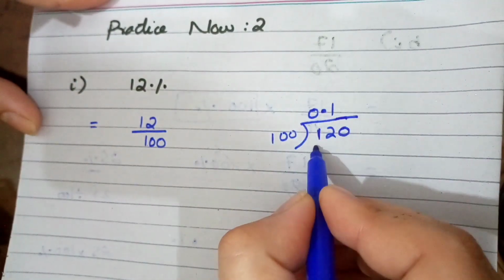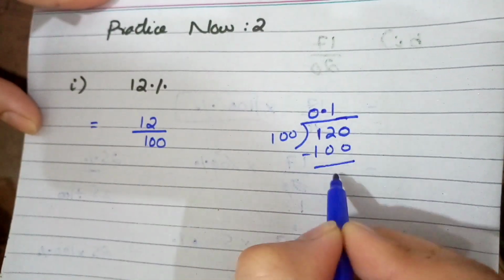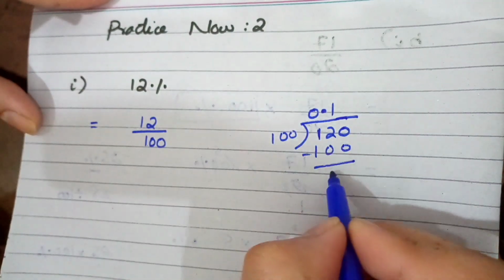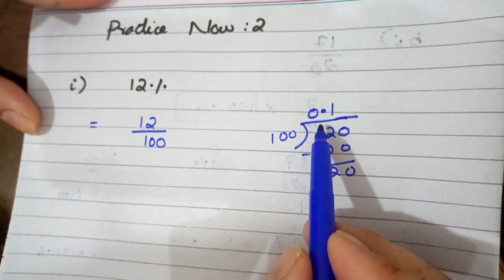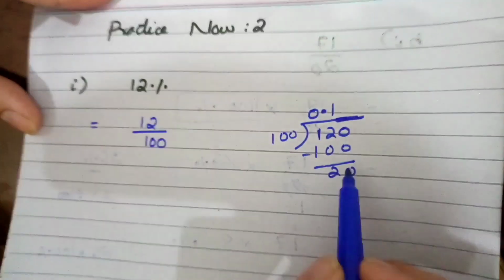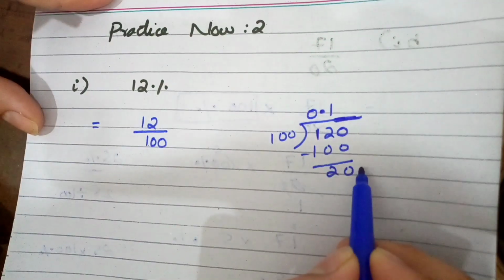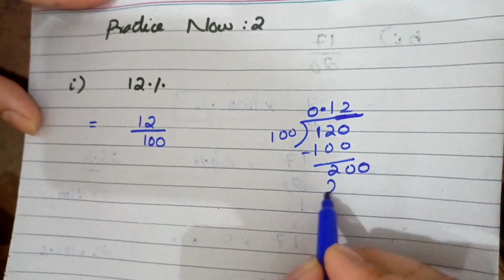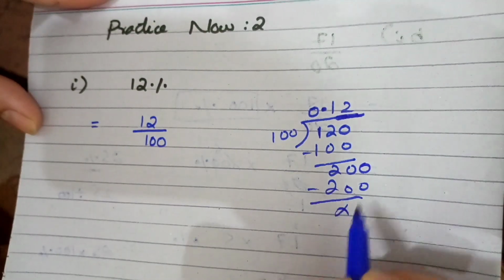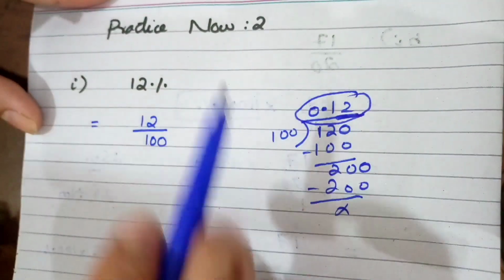100 ones are 100. What is left here? 20. Now as we already put 0 after the point in the question, we can take any more zeros. So we put 0 here, and 100 twos are 200. So here is our question.